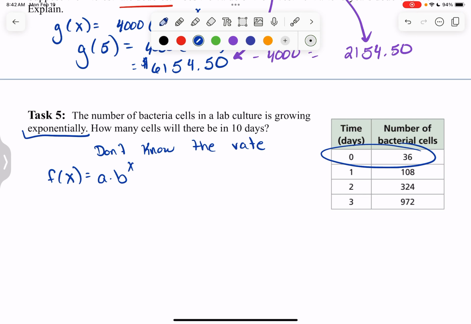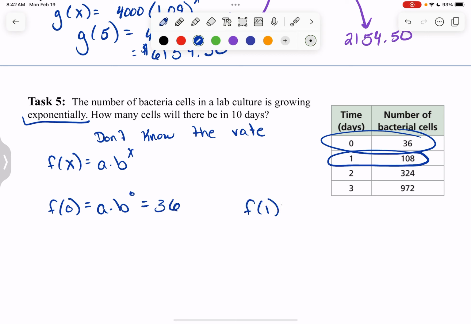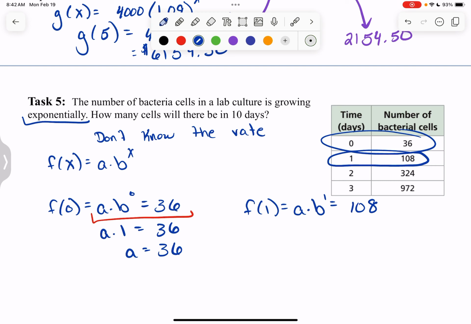And I know a bunch of ordered pairs. I know when I input a 0, I get out a 36. So when my x is 0, my output is 36. When my x is 1, my output is 108, and so forth. So I'm going to use this model and plug in what we know. When I plug in a 0, a times b to the 0, I get out a 36. When I plug in a 1, a times b to the 1, I get out a 108. b to the 0 is 1. A times 1 equals 36. I know my A value is 36.